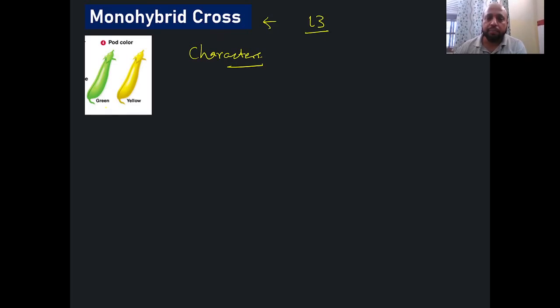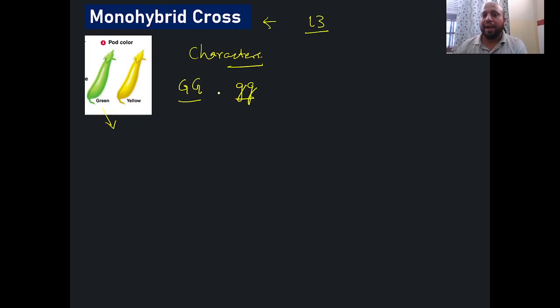Let's say there is one plant whose pod color is green and another plant which has a pod color of yellow. The genotype of this particular plant we can define as capital G and capital G, and for the yellow, for simplicity's sake, we refer to it as small g and small g, just to differentiate the genotypes of these individuals. Phenotypically, they are green and yellow.